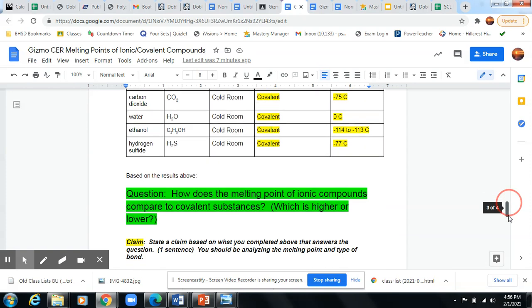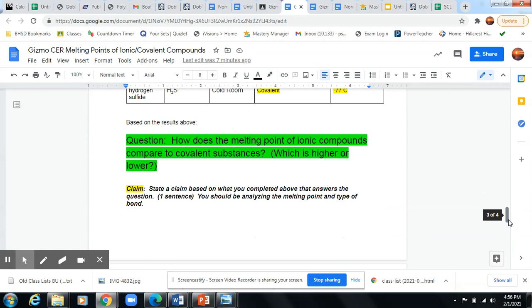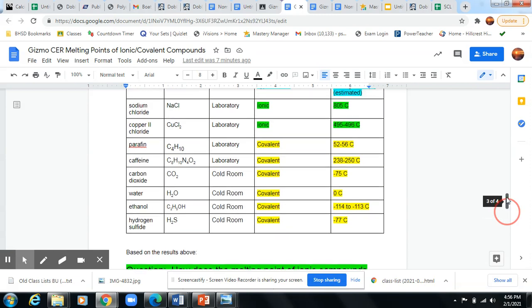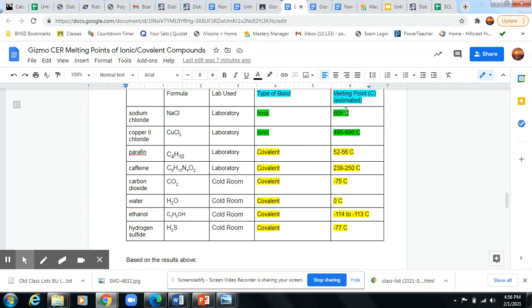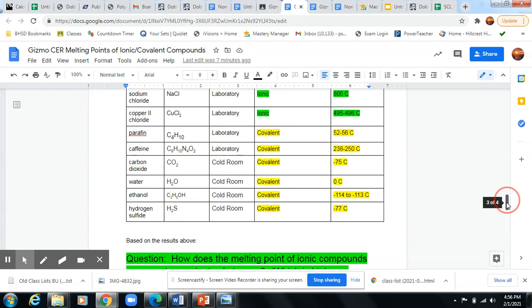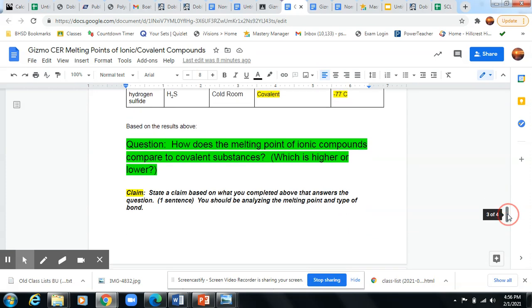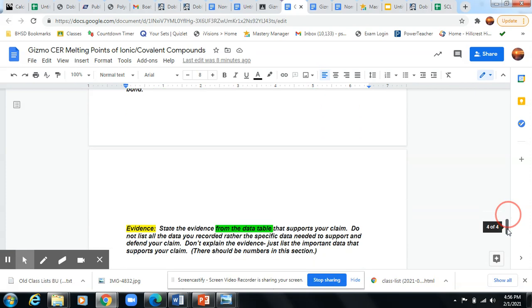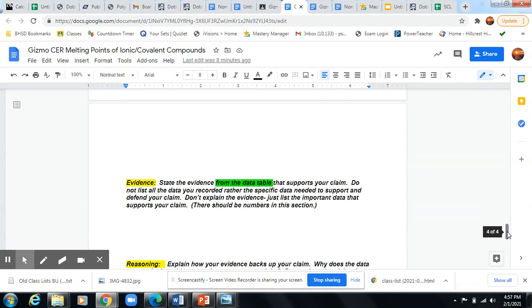Now, your claim is a one-sentence statement that answers this question that I have in green. Okay, one sentence. You should analyze the melting point and type of bond. So like I said, go up here, look at the melting points of the ionic compounds, look at the melting points of the covalent substances, and how do they compare? Which one is higher, which one is lower? That's how you make the claim. Now, once you're done with your claim, then you're going to give the evidence.